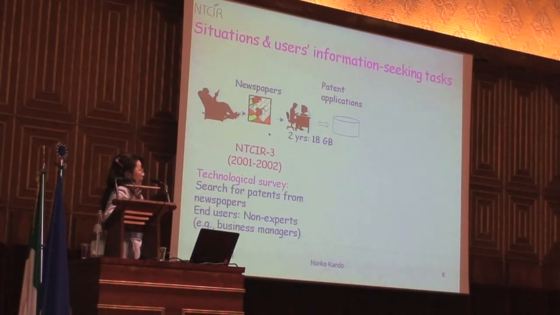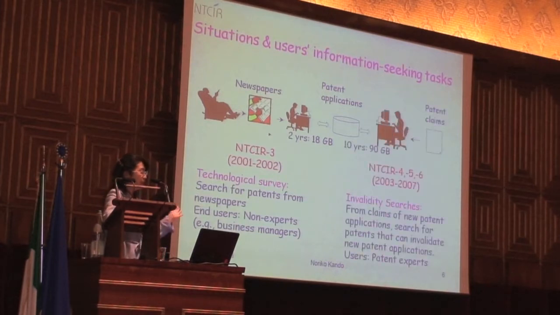Then it is also easier for the IR researchers. It's something similar to searching scientific documents. Maybe it is good as a first step for patent search. Then after that, we have a larger test collection of 10 years.